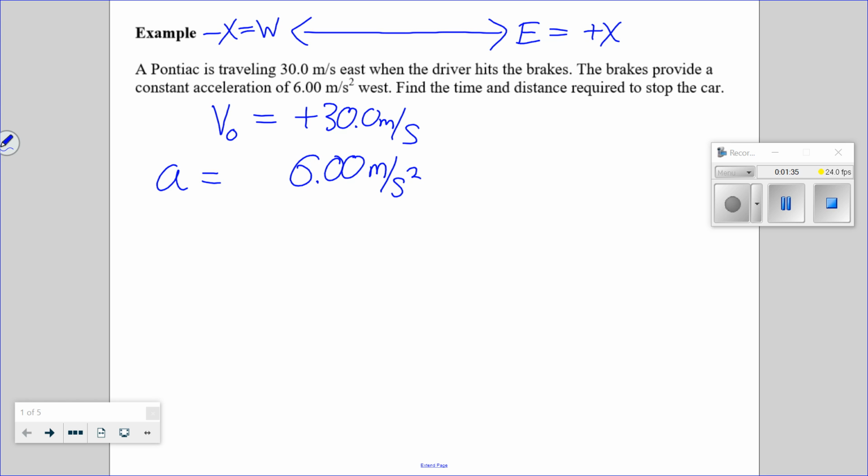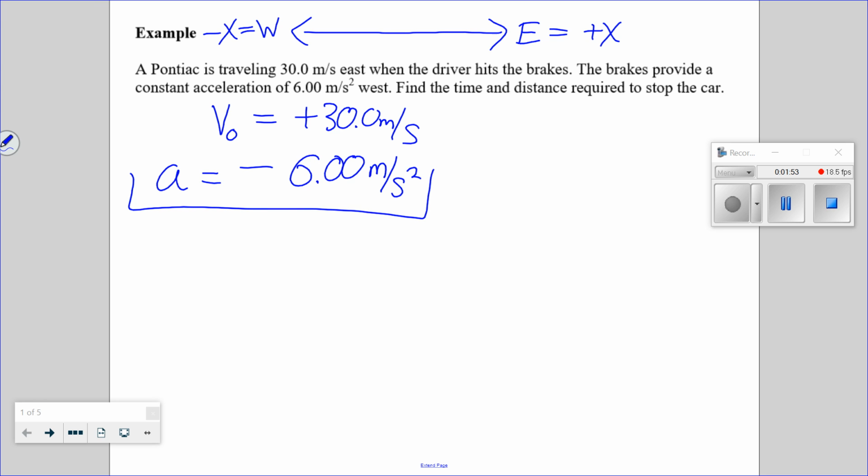Now, if that one's east, how should I write west? It should be negative 6. Okay. Now, there's some strategy to this.